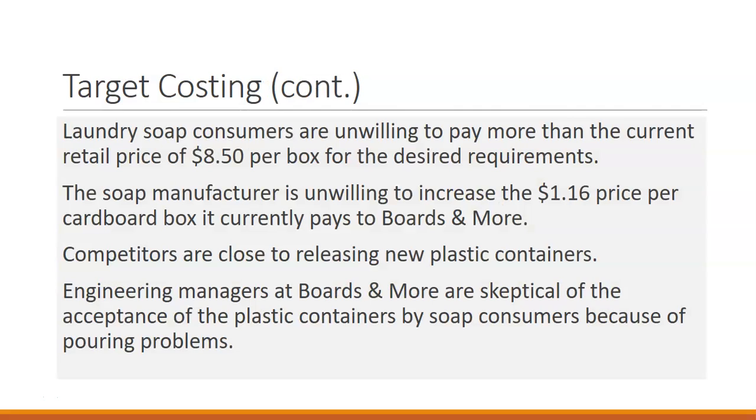So we do all of this analysis and we find out that the laundry soap consumers are unwilling to pay any more for their prices, which means that the soap manufacturer is unwilling to pay us any more for the cardboard boxes that they're using. So we have this target cost constraint. We have to create a better product, but we can't create any additional costs for that product. So we go back to our engineers and our design team, and they tell us that they're not interested in looking at plastic containers because of various pouring problems.